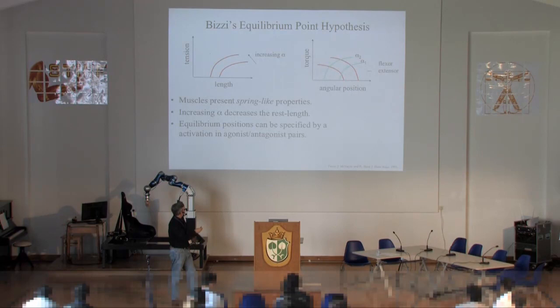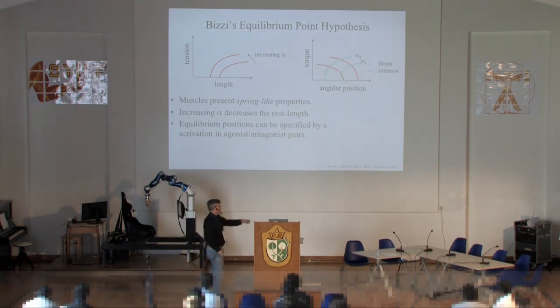And that's what's going on here. I have agonist and antagonist. And by shifting the alpha activities in those two, I can shift the point where they're generating equal force, where the system is going to come to equilibrium and tends to want to stay.